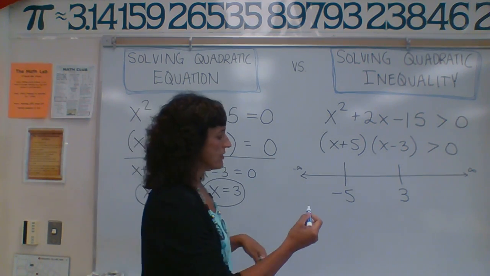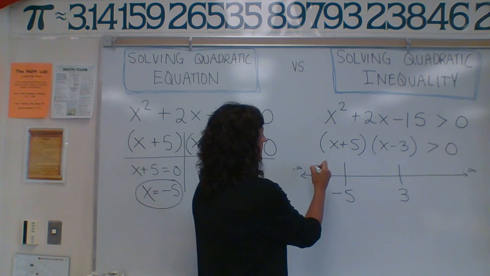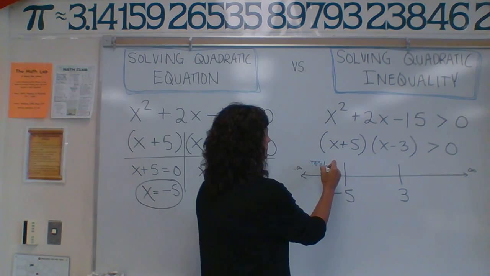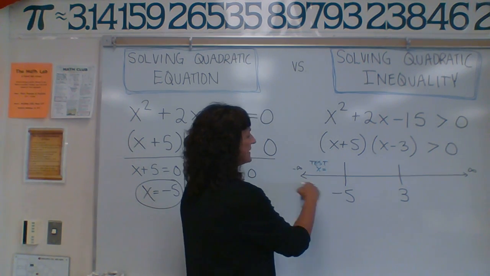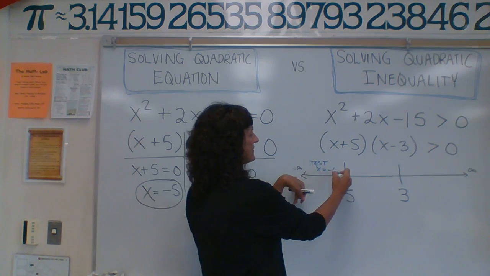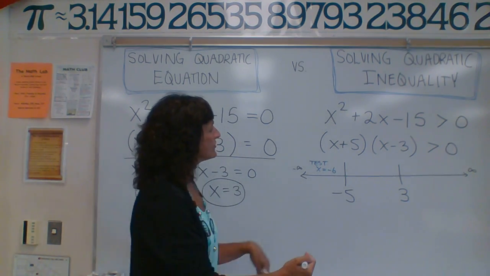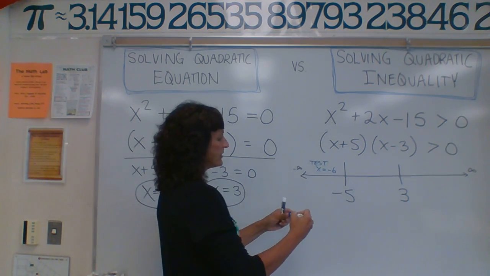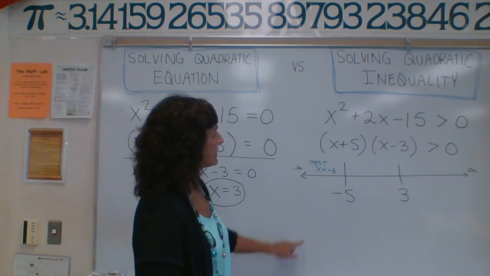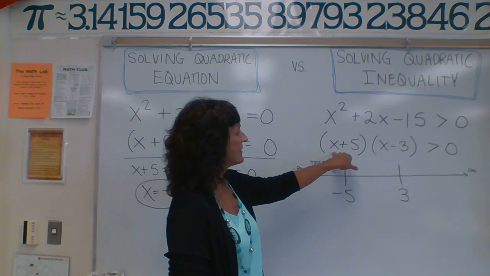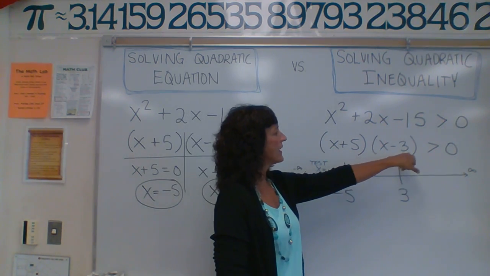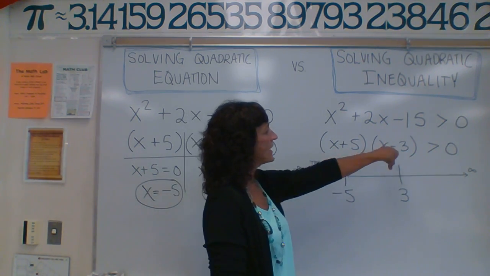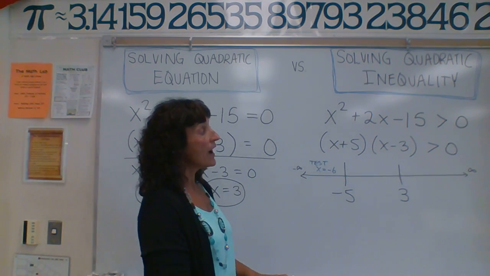Let's start by testing a number between negative infinity and negative 5. Let's say negative 6. We plug it in. Negative 6 plus 5 is negative 1, and negative 6 minus 3 is negative 9. Negative 1 times negative 9 is positive 9.